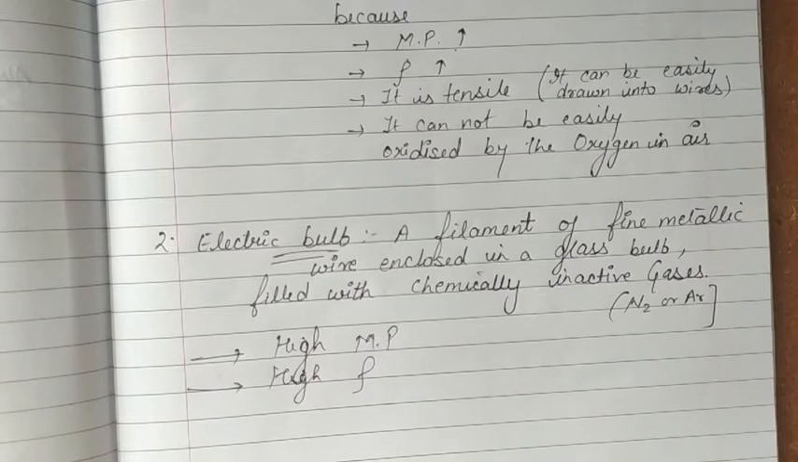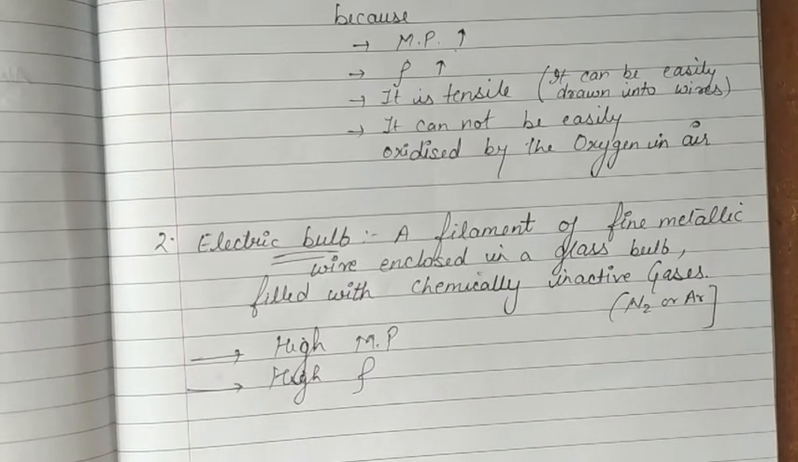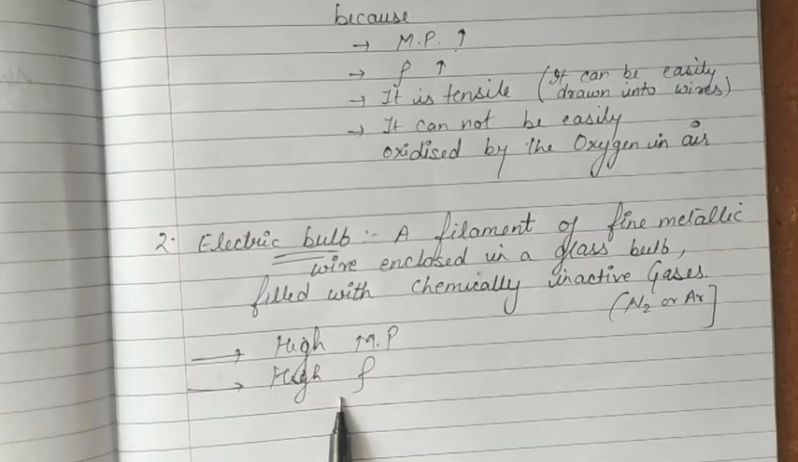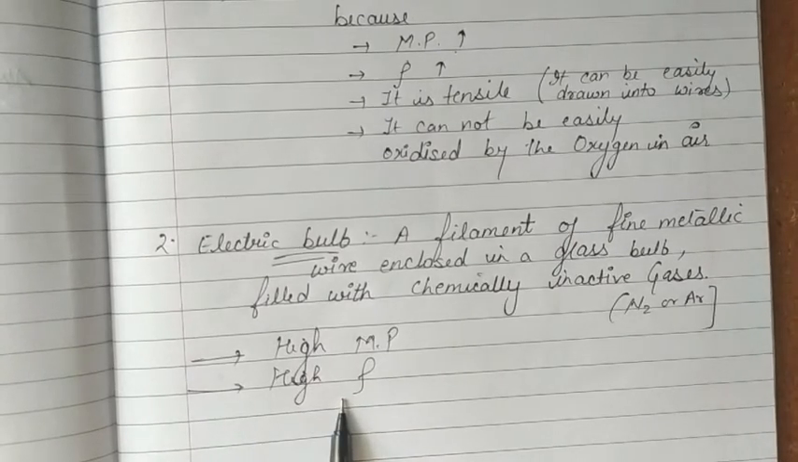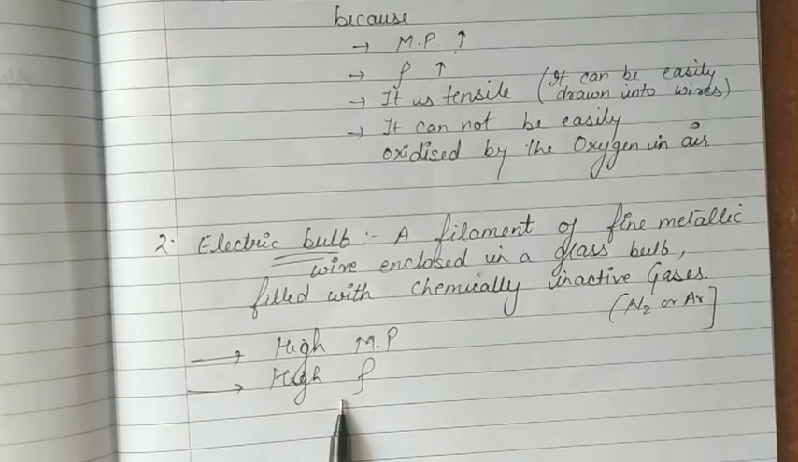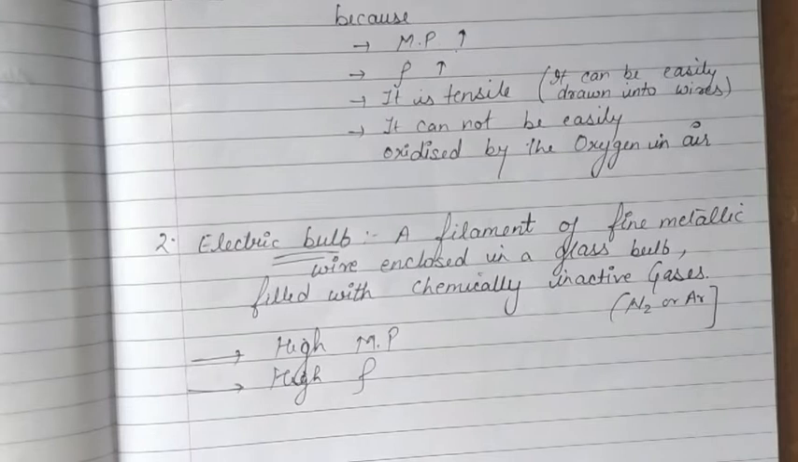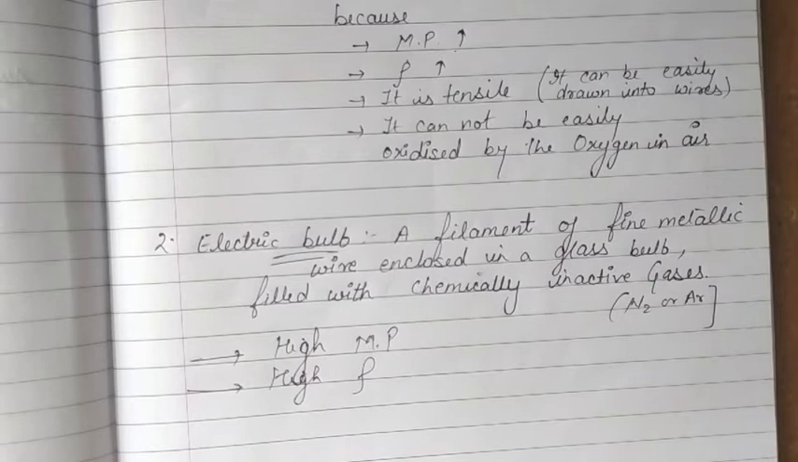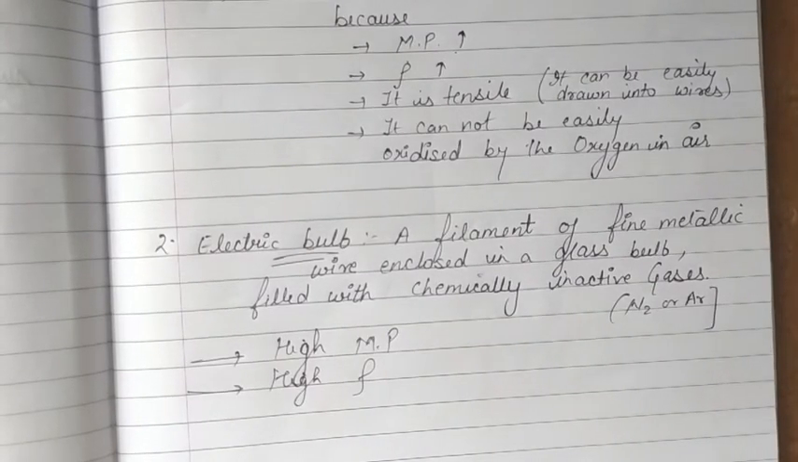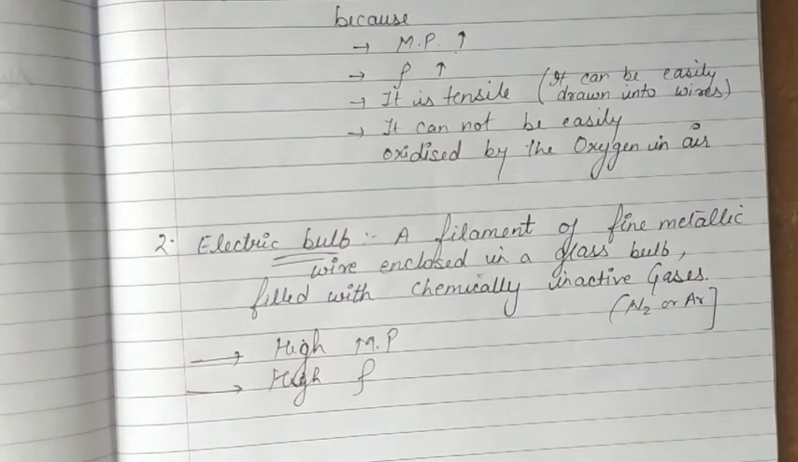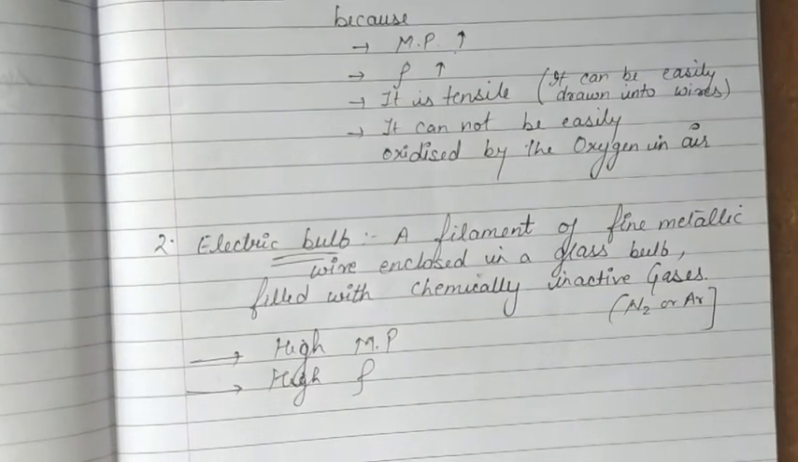When current is passed through the filament, it gets heated to a high temperature and emits light, or we can say it glows, due to which we can produce light. Now most of the power consumed by the filament is converted into heat, because the phenomenon is the heating effect of current, and only a small part of it appears as light, because the heating of the filament causes a glow that we see as light.